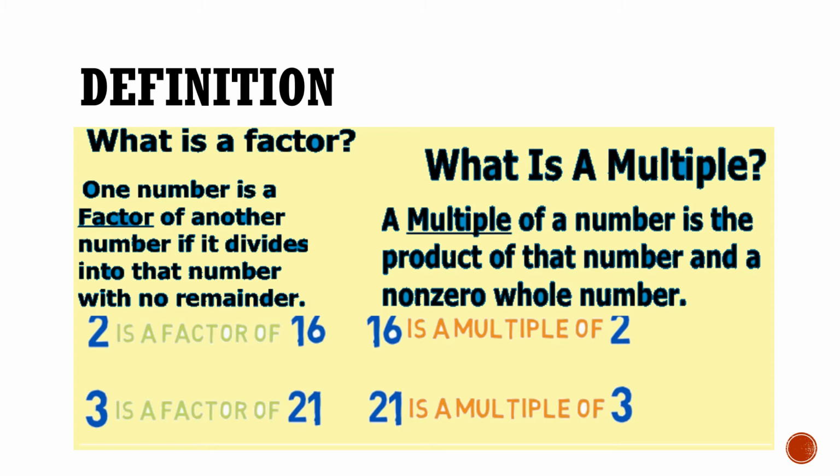Similarly, 3 is a factor of 21. If you divide 21 by 3, again you should get the remainder 0. So 3 7s are 21, again you get the remainder 0.